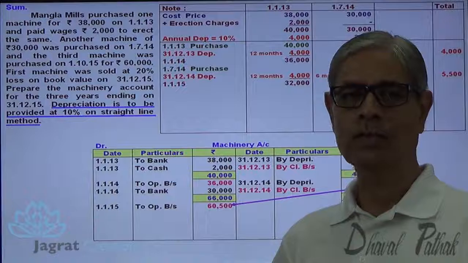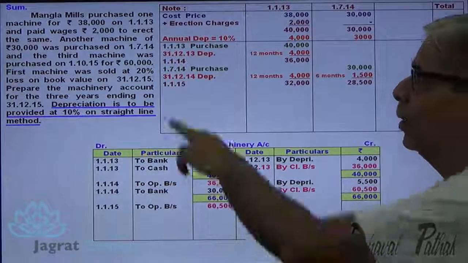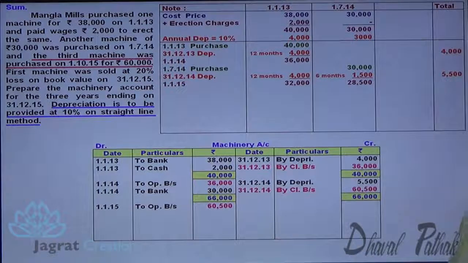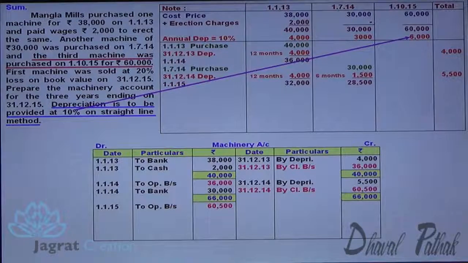Now in the third year 2015, on 1/10/2015 machine purchase for 60,000. Here I write the general information, 60,000, annual depreciation thereon is 6,000.